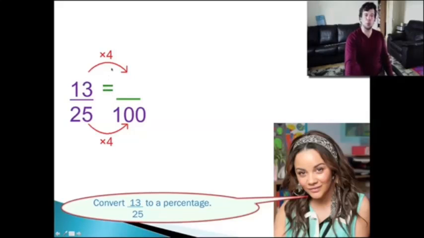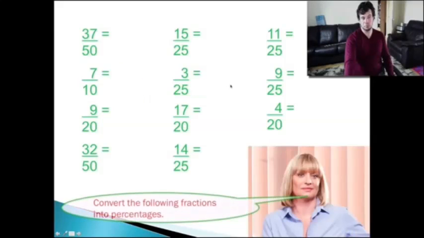13 times 4, that's like double it and double it again. Double 13, 26, double 26, 52. 52 out of 100 can be read as a percentage, 52%.